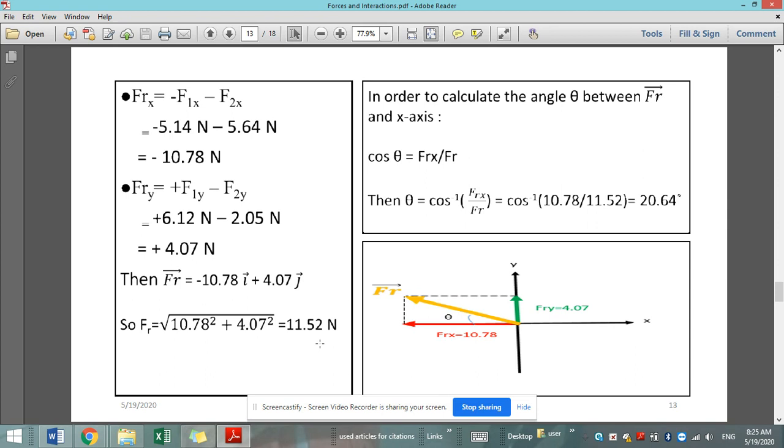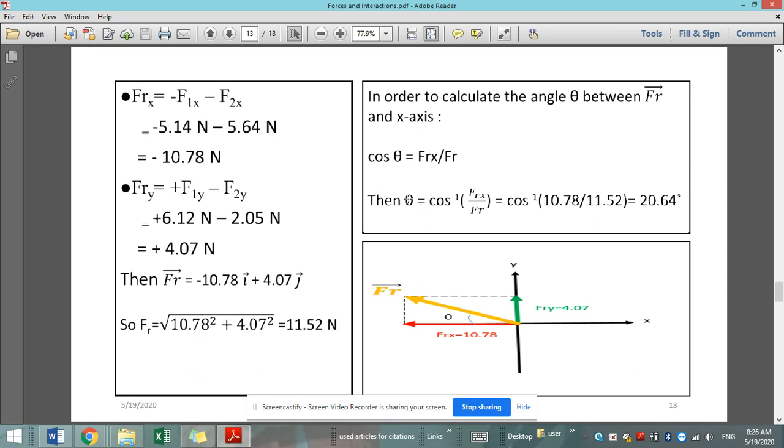You have to find the angle between this resultant force vector and the x-axis in order to be able to represent this resultant force. So in order to calculate the angle theta between the Fr vector and the x-axis, we can either calculate the cosine of this angle or its sine or even its tangent. So I chose one of them, and I said that cosine theta is Frx over Fr, as we discussed before, or you can use sine theta equal Fry over Fr, or even tangent theta is equal to Fry over Frx.